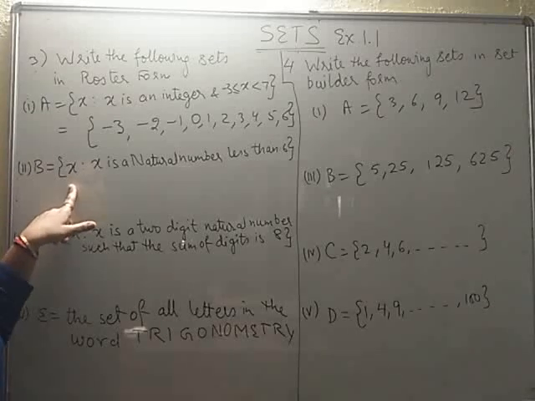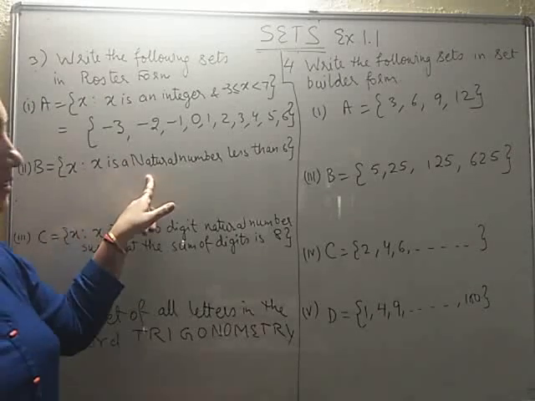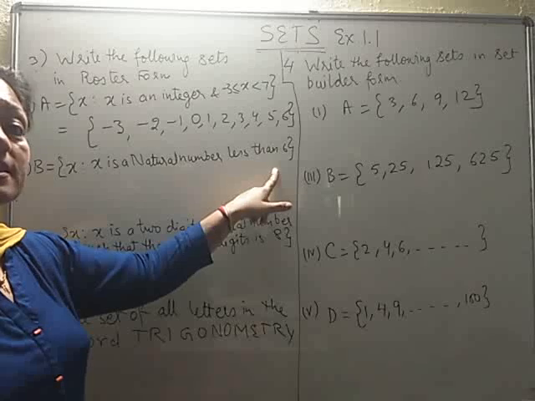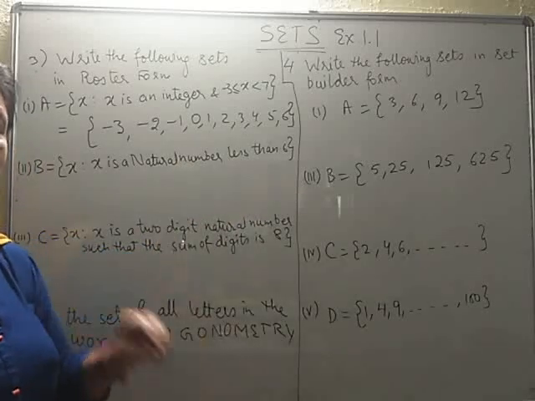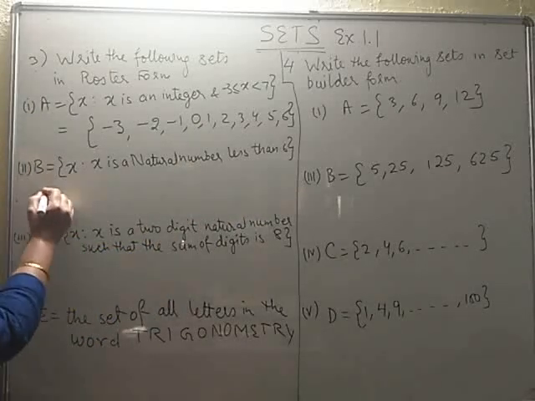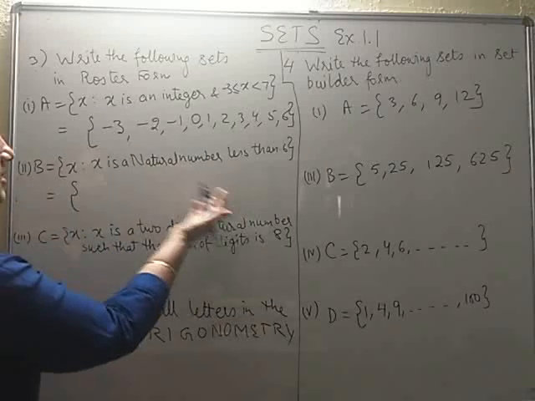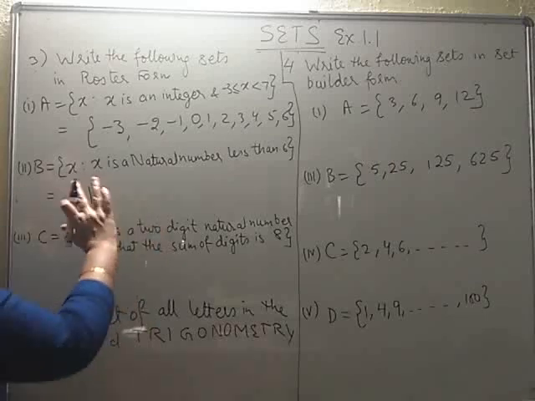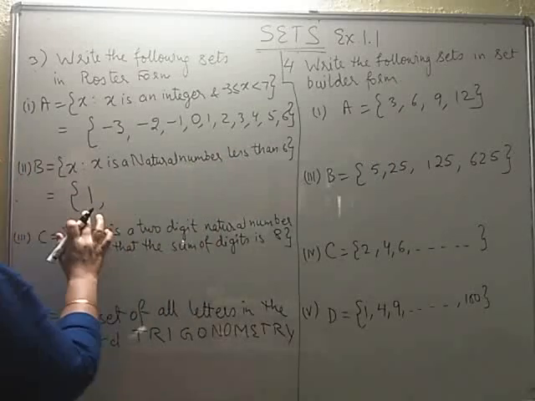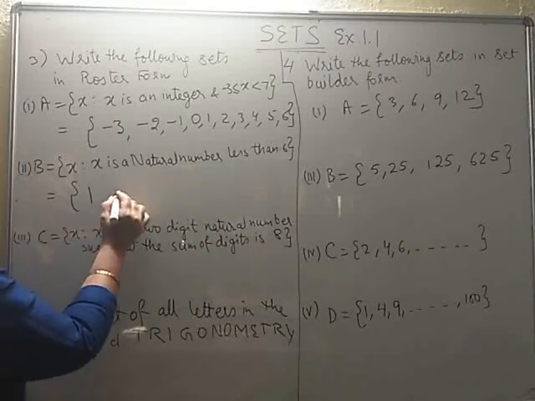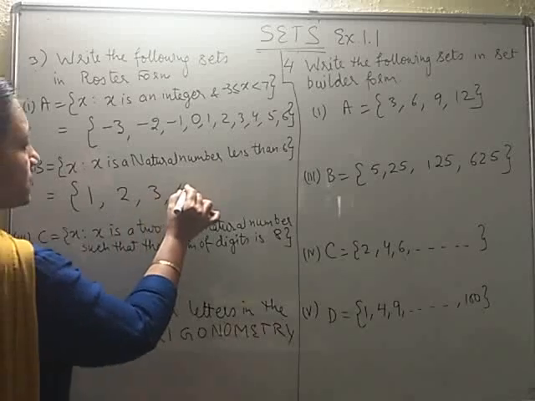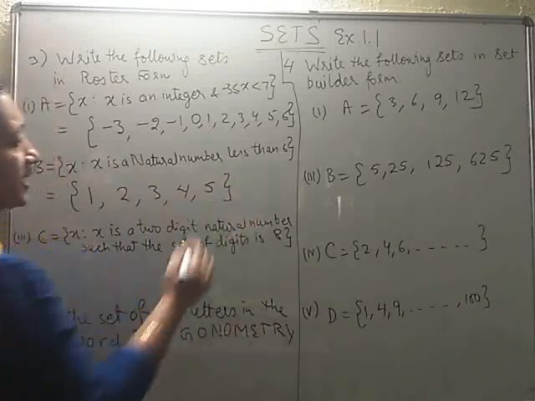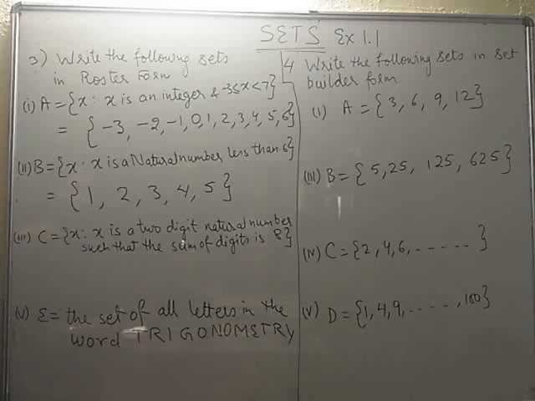B contains the elements X which are denoting natural numbers less than 6. So natural numbers which are smaller than 6. We don't need to tell what it is greater than because we all know 1 is the smallest natural number. So when they are saying it is a natural number less than 6, it means it will include 1, 2, 3, 4 and 5.